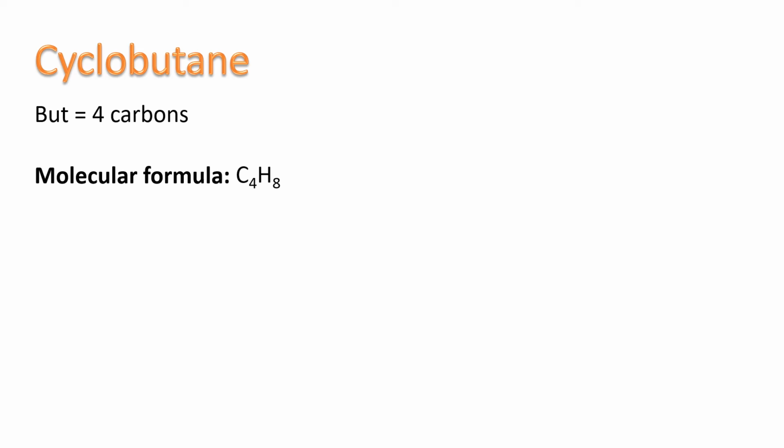On to our next member of the cycloalkanes, we have cyclobutane. But tells us there are 4 carbons. So starting with our molecular formula, we'll have C4H8. And again, just a wee reminder of how we do this, replacing n as 4 because there are 4 carbons in the molecule.